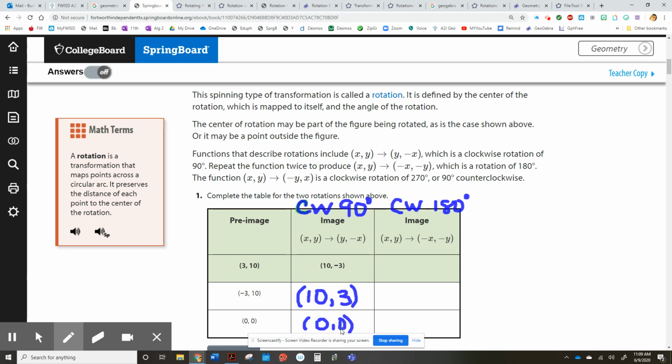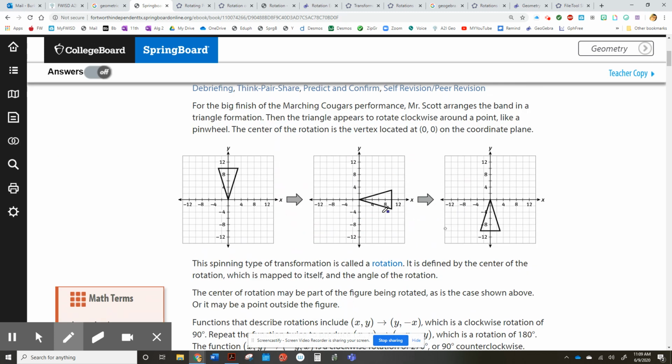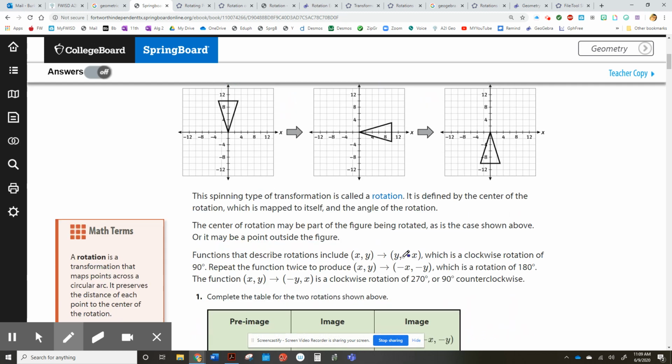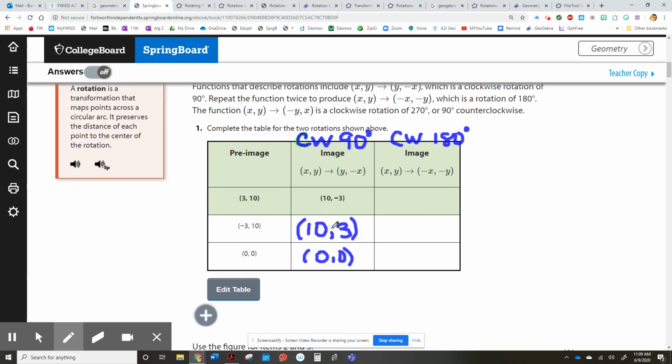Okay, so that tells you these coordinates right up here. That's these coordinates right here. So 0, 0, 10, 3, and 10, negative 3. And that's what we said, 0, 0, 10, 3, and 10, negative 3.